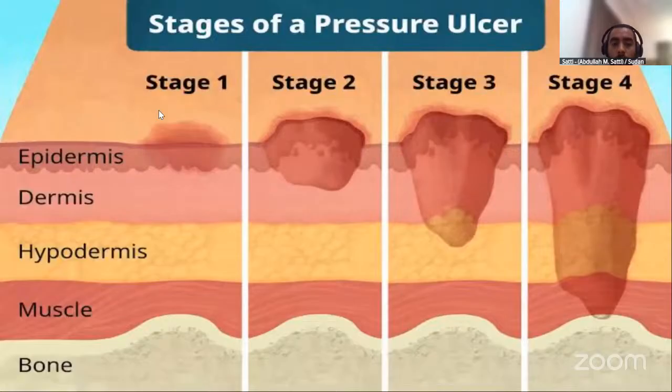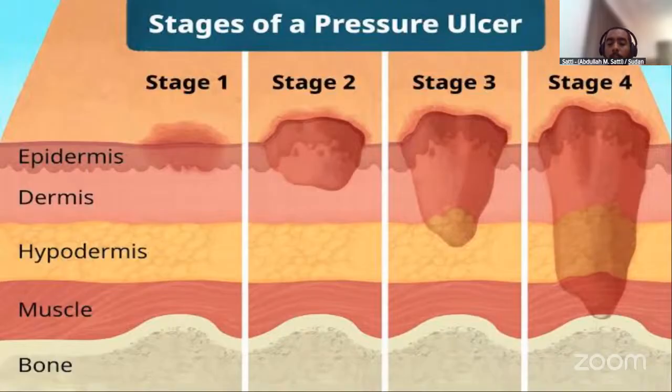So this is a picture that shows all the stages of the ulcer. This is the epidermis, stage 1, only erythema. This is stage 2, reaching the epidermis and the dermis. Stage 3 has gone through the fat layer, and stage 4 has reached the muscle and the bone of the patient. We need to also recognize that the bony prominences are very susceptible to pressure ulcers.